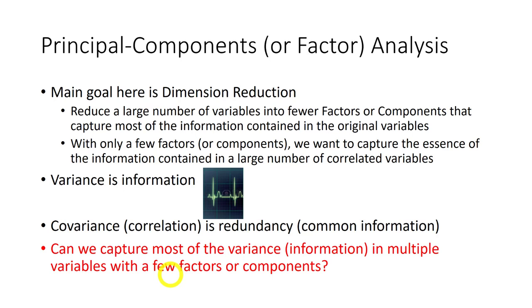And the idea here is that variance is information. So we are trying to capture as much of the original variance in all the variables with a few factors. And covariance or correlation is redundancy. The fact that a few variables are correlated with each other means that they're pretty much carrying the same information. So we are trying to capture as much of the information contained in the original variables by eliminating that redundancy, capturing the essence of the information contained in the 10 variables with only two factors by avoiding redundancy.